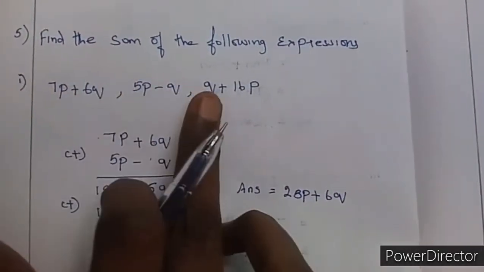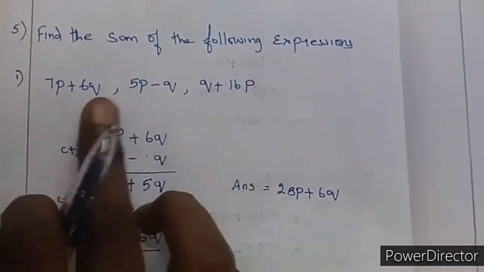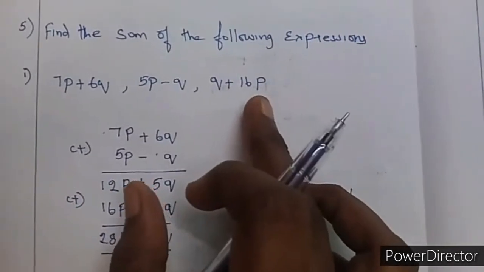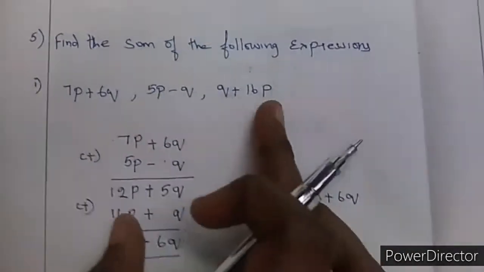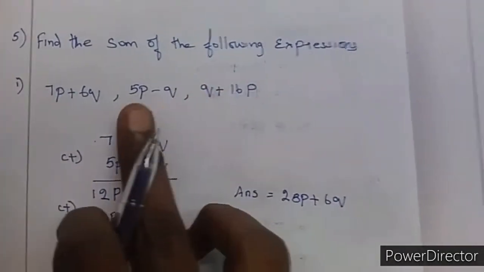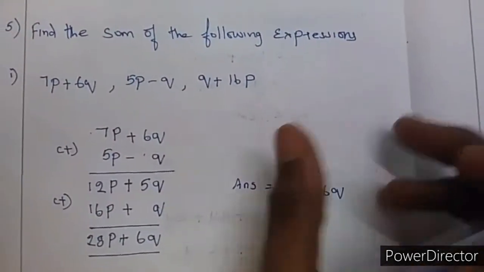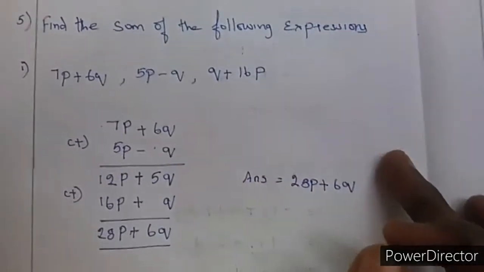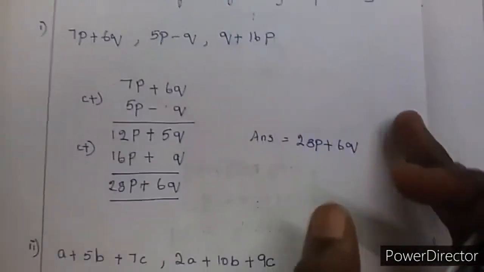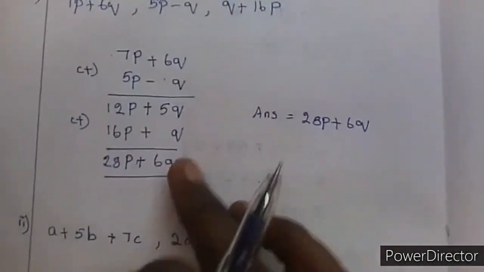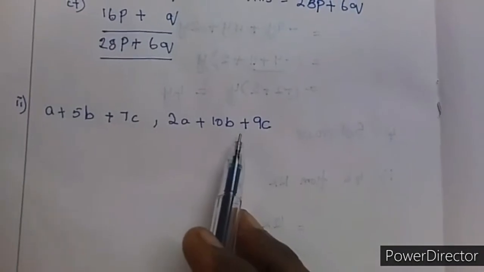First step, arrange all the like terms. Here two terms are given, one is p and the next variable is q. So arrange the p terms in one category and q terms in a second category, and then you can add the two given expressions. I think it is easy for you to understand this method. Let's try the second subdivision.